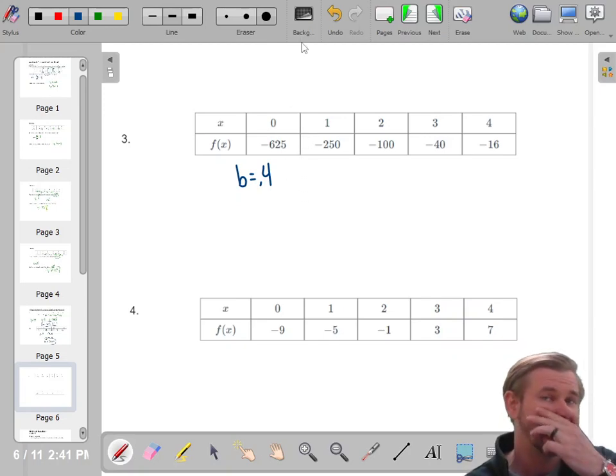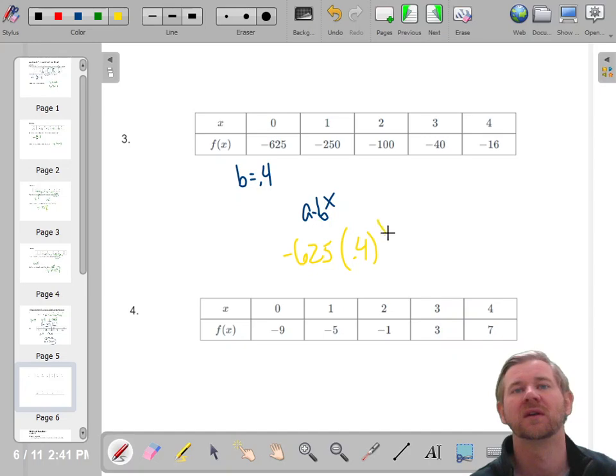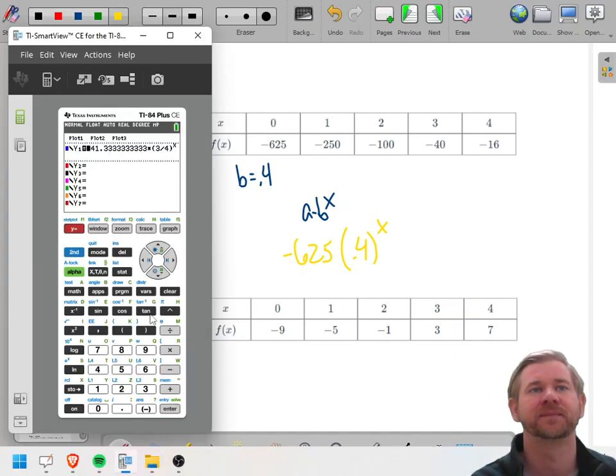Okay, you can see that it's not the same every time. Like I can look at that and tell those aren't changing by the same amount. So I find the growth factor is 0.4, and now I know it's a times b to the x. The a is negative 625, times 0.4 to the x. Let's model it. Negative 625 times 0.4 to the x.